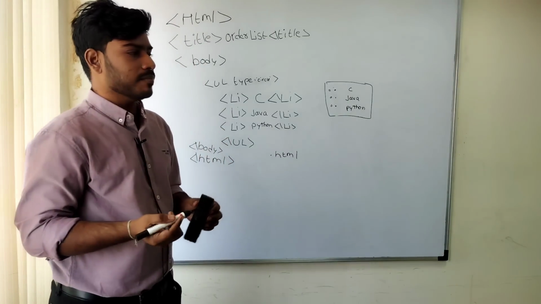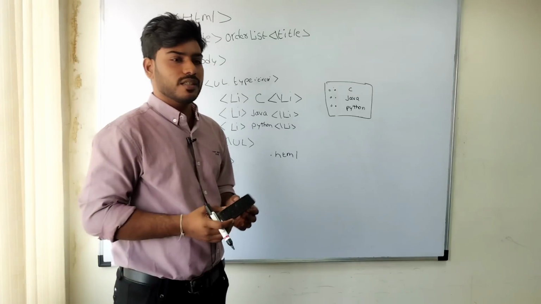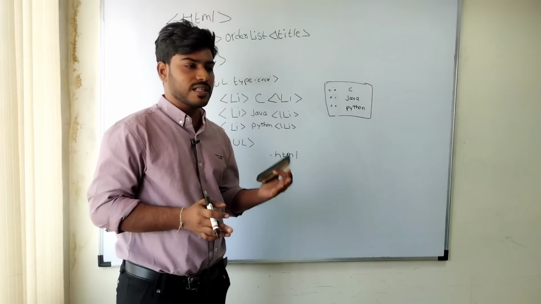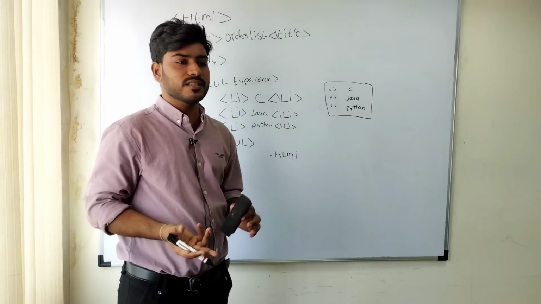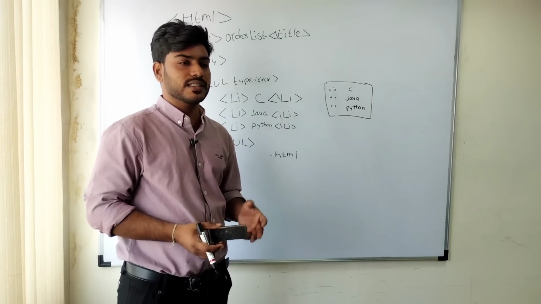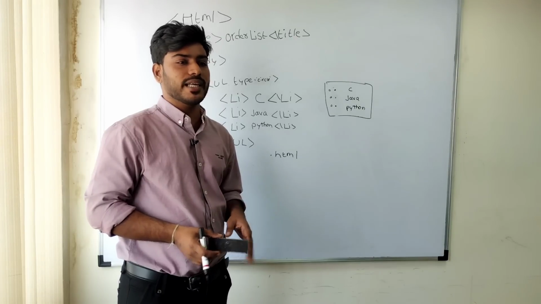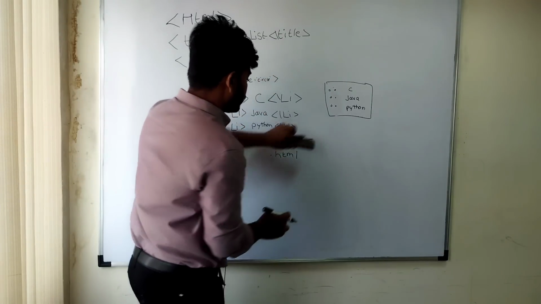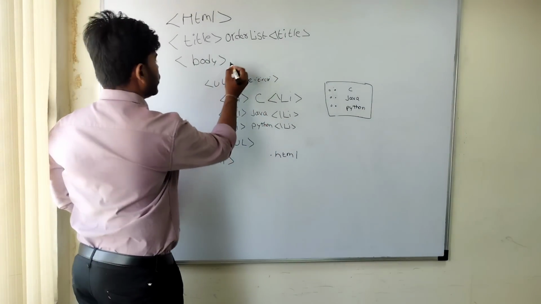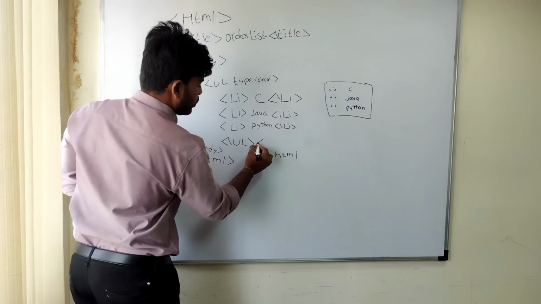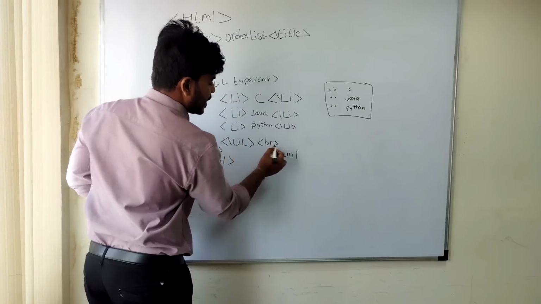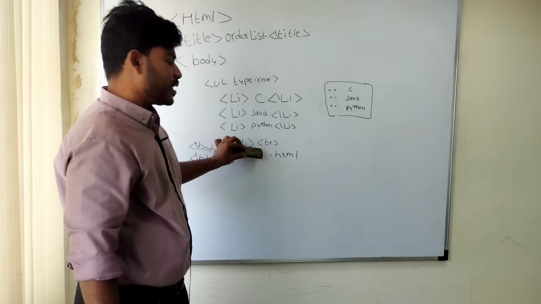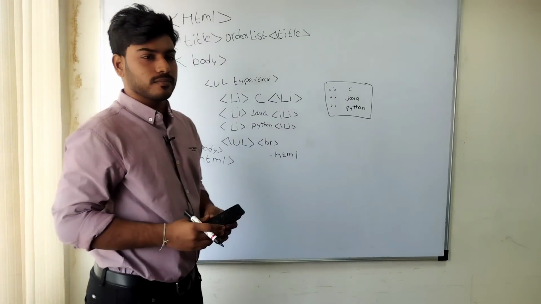There is one tag, ma'am: the BR tag and the HR tag. It has only a starting tag. Ending tag is not compulsory, or it has no ending tag. For example, if you give BR here, it has no ending tag. It has only a starting tag. BR means break. Okay, that's fine.